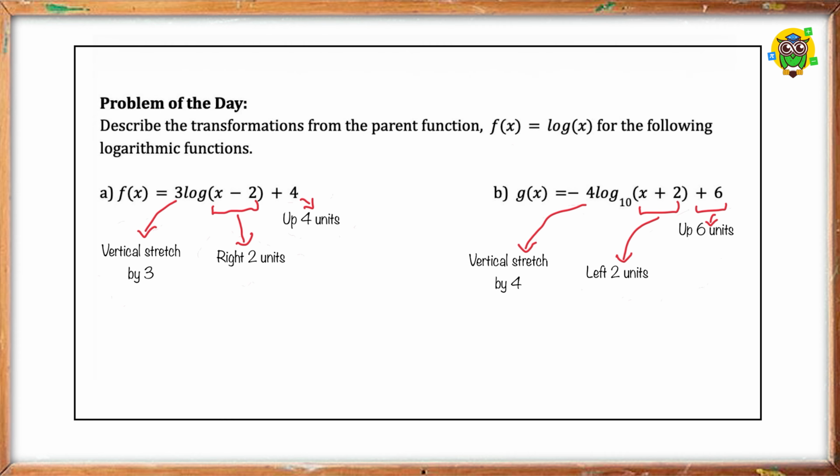Lastly, something we want to be super careful about is that we do have a reflection over the x-axis, and that is due to this negative sign in front of our 4.